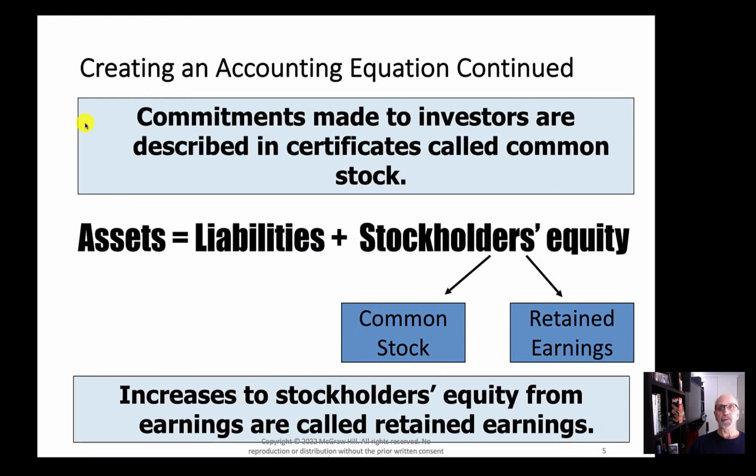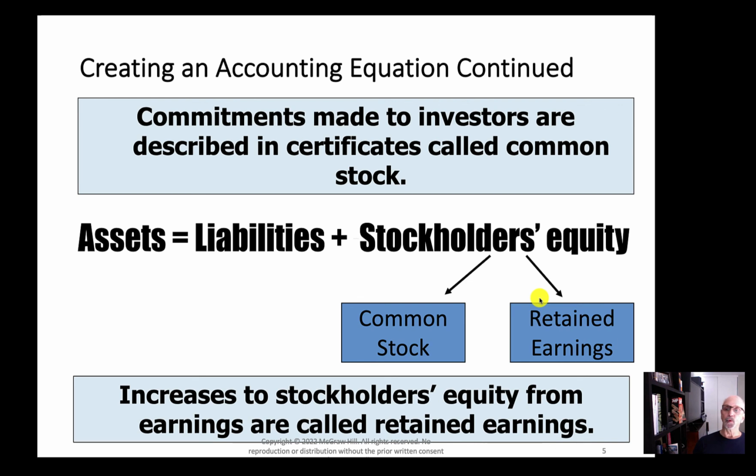Commitments made to investors are described in certificates called common stock. In order for a public company to get funds, to get money to do things, they sell common stock, hence the stock exchange that we're all familiar with. So stockholders' equity, the stockholders' stake or claim against the assets, is made up of common stock, what they've invested by buying stock, and something called retained earnings.